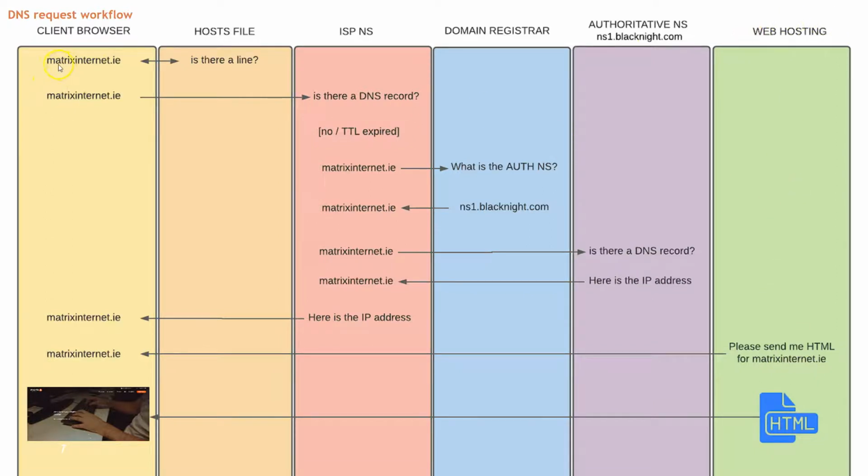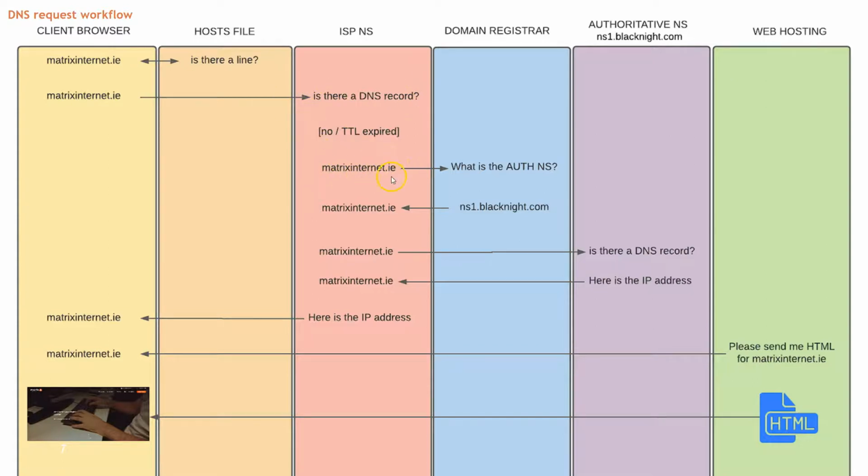So a new user comes along, puts matrixinternet.ie in their browser, and the first thing, as we already know, the browser does is check the host file. Is there a line for matrixinternet.ie? Do you have an IP address that I can use? If no, fine, it's going to ask for the DNS record. It's going to ask your local ISP name server: is there a DNS record? Do you have an IP for me? If the answer is no, or the TTL is expired, then your client browser is basically waiting. It's still waiting for an answer from the DNS server of your ISP.